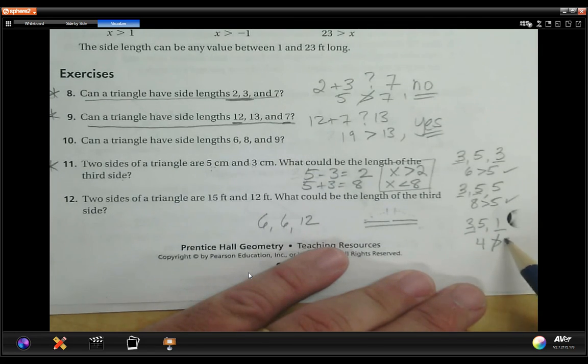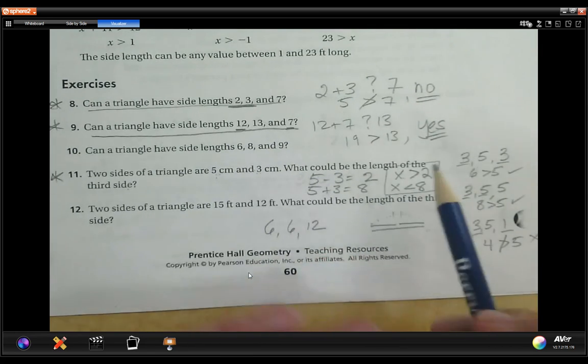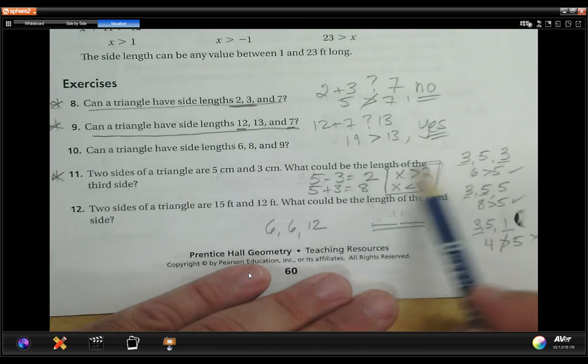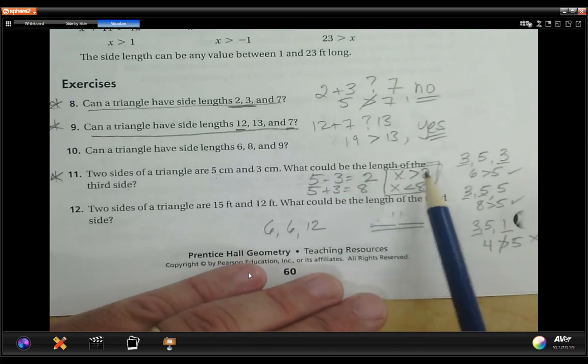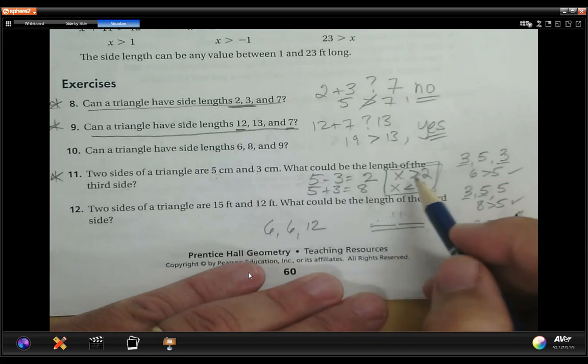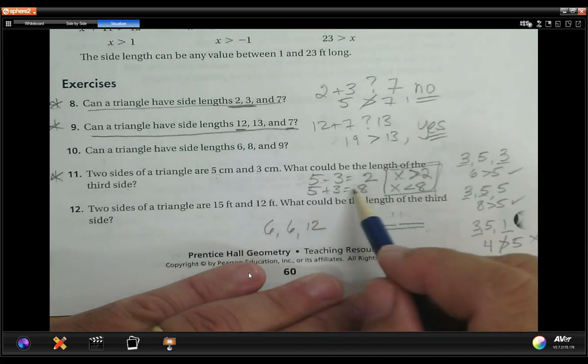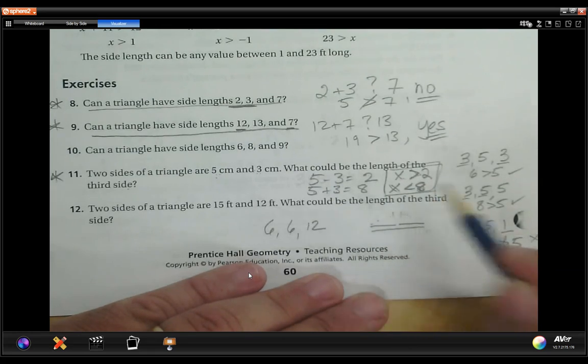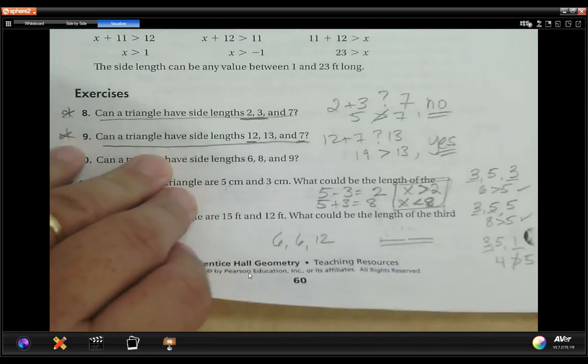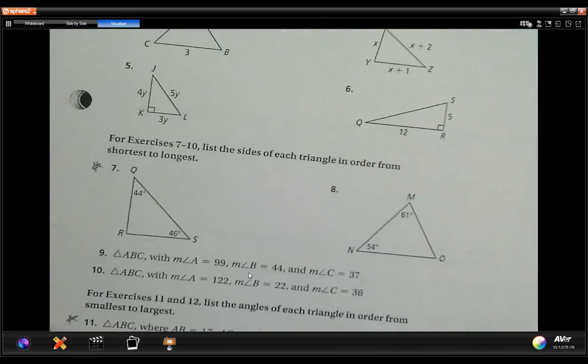4 is not less than 5, so that does not make a triangle. So you can see how this right here would be our answer. Really simple. Just subtract the two numbers and get that, and it would always be greater than, okay? Then take the two numbers and add them, and that means X has to be less than that particular portion right there, okay?